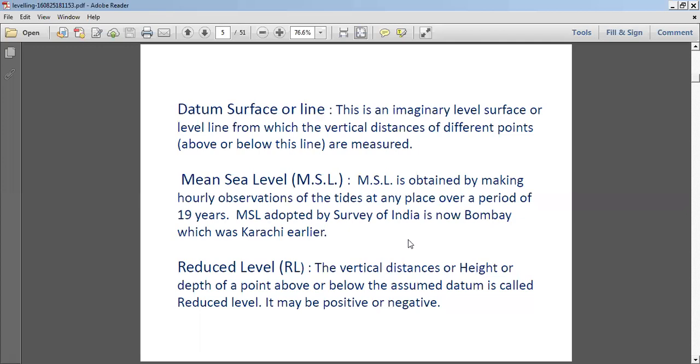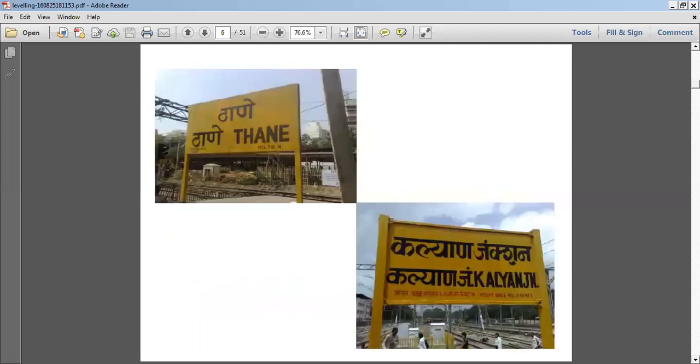Here I will show you. You can see like this. Here written is MSL 7.10 meter, and in this case also it is mentioned as mean sea level. These are the notifications you will see on every railway station. If you are in a nearby area, you can transfer the RL from this point, and whatever you get will be an accurate reading with respect to this mean sea level.